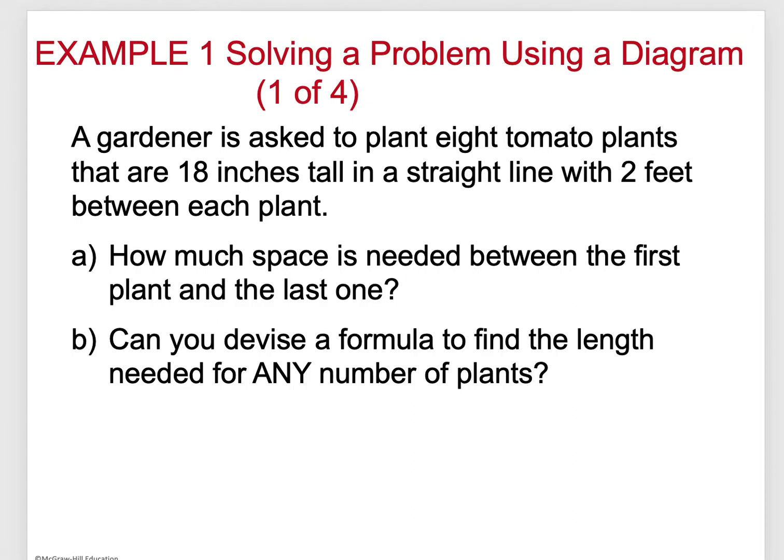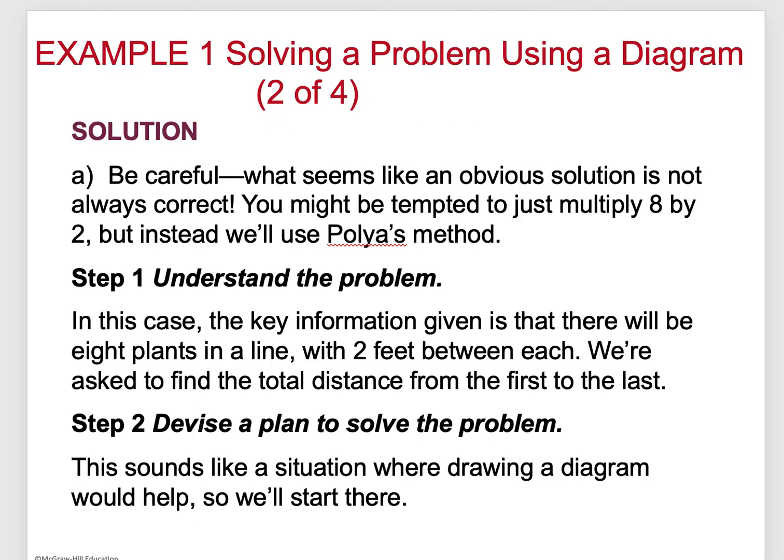So for me, I would be using a diagram because it makes sense. There's not really a formula for this, so there's no way around it other than to actually start solving and drawing the diagram. So to understand the problem, we've underlined all the key information from when I read it, and we're asking you to find the total distance from the first tomato plant to the last tomato plant.